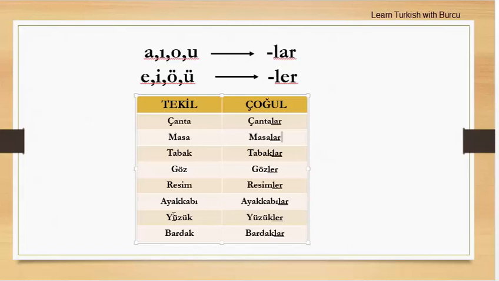Yüzük. It means ring. Yüzük, yüzükler. The final sound is ü. Yüzükler. Okay. Bardak. Bardaklar. Bardak means glass. Bardaklar, glasses. Okay. We have the sound a as a final sound, so we need to say bardaklar. Okay?